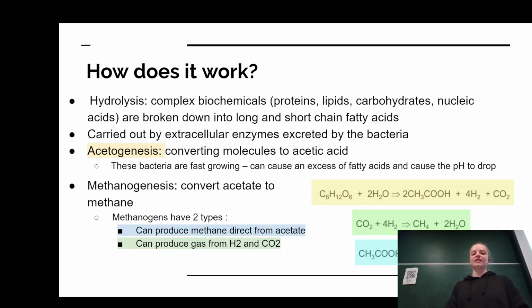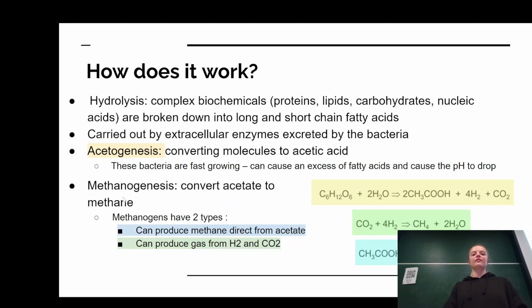After that, we have this thing called acetogenesis. It converts molecules such as this organic carbon and water into something like this, which is acetic acid. You might also know acetic acid as vinegar. It's a very common short chain acid. Then we've also got production of hydrogen and carbon dioxide.